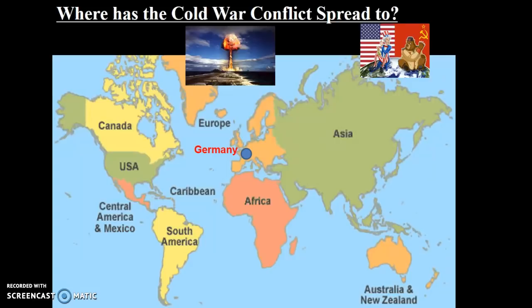Now, we've already seen this competition of these two countries take place in Germany. Please go ahead and annotate Germany on your map. We've also seen this conflict spread to Greece and Turkey, and we know that when the conflict spread to Greece and Turkey, the United States took a very aggressive foreign policy stance. Their foreign policy was called containment, and according to containment, the United States would do anything and everything possible to stop communism from spreading and to also help places avoid communism. Some of those places were Greece and also Turkey.